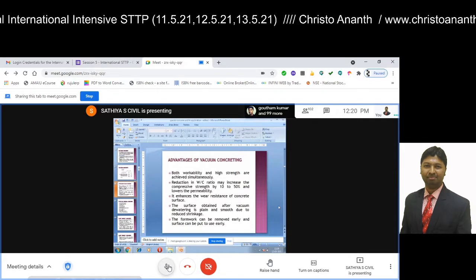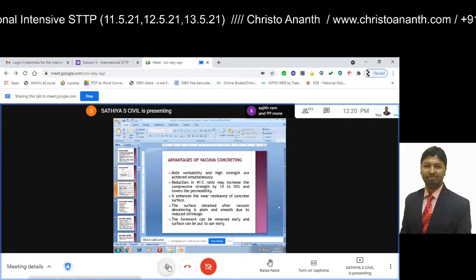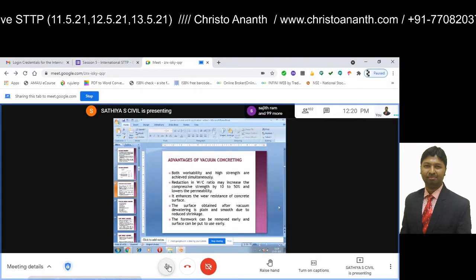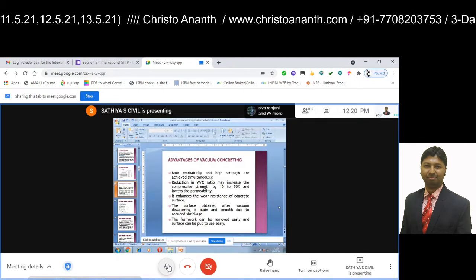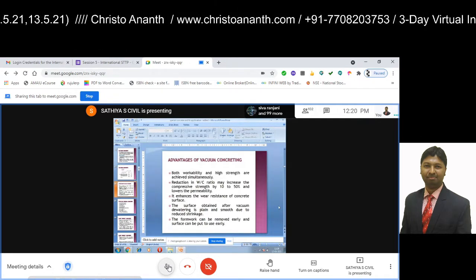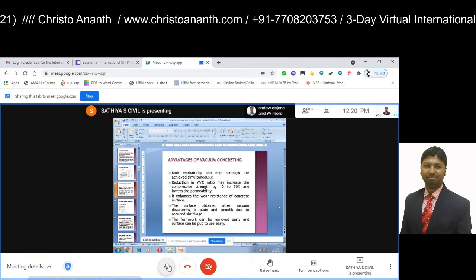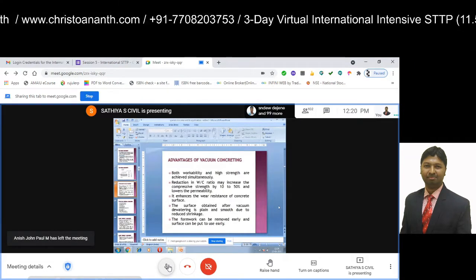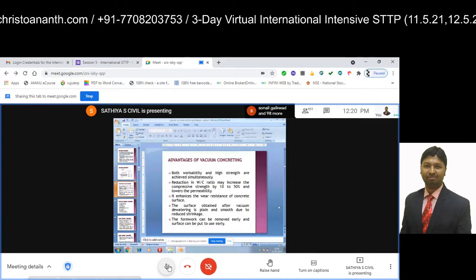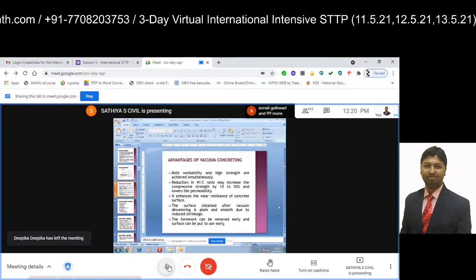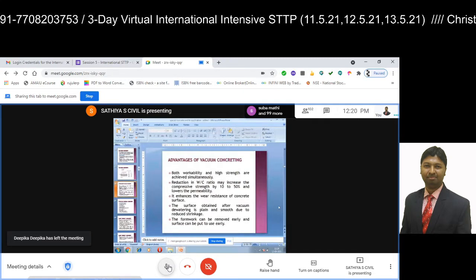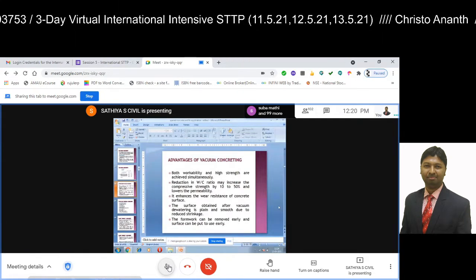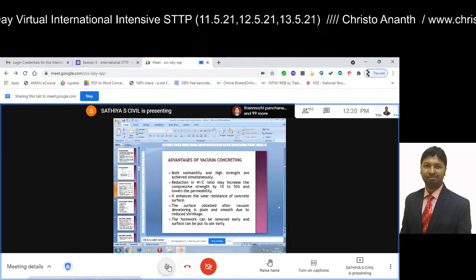Then advantages of vacuum concrete. Both workability and high strength are achieved simultaneously. That means we are adding a high percentage of water while applying, and we are removing the excess water using the vacuum pump. So what is meant by workability? The mix can be easily prepared, placed and compacted.